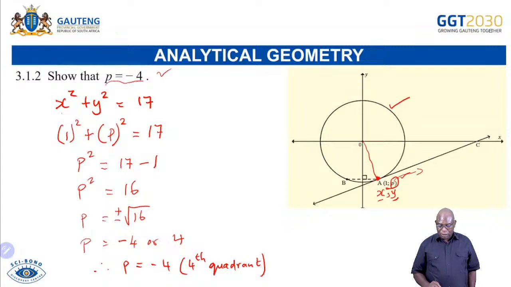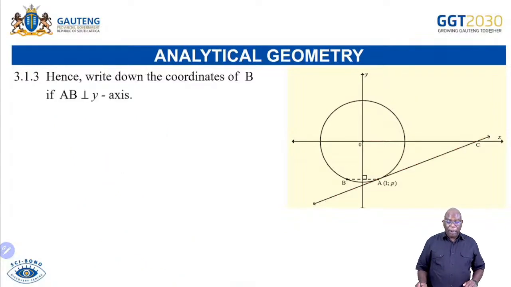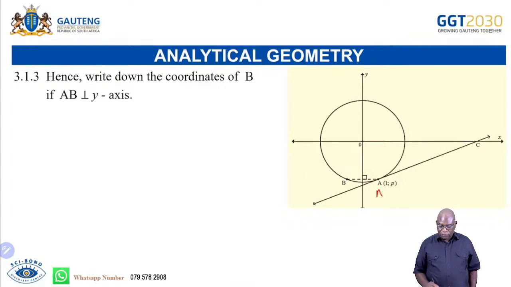If the equation of the straight line was given, I was going to substitute this X value and the Y value into the equation of the straight line. Then I'll get my value of P, which is in the fourth quadrant. Okay. Right. And it says now, hence, already I know that the A value there is 1 and -4.